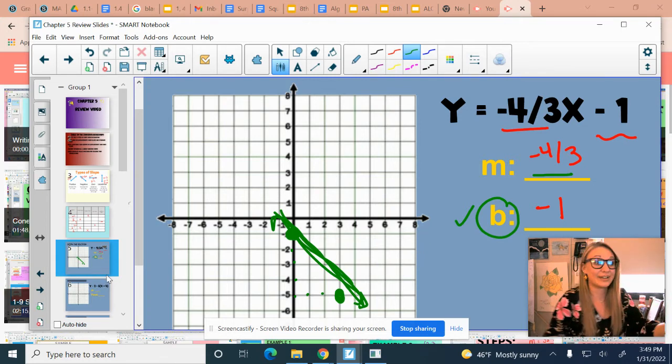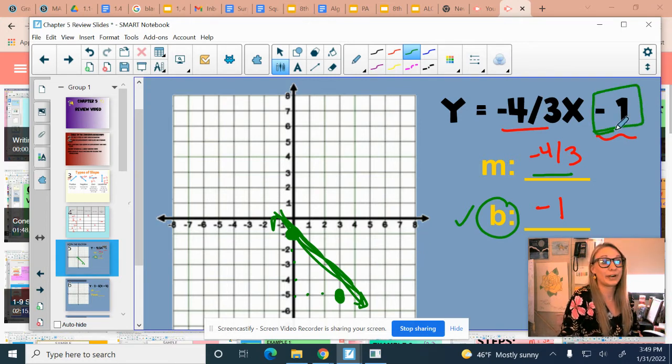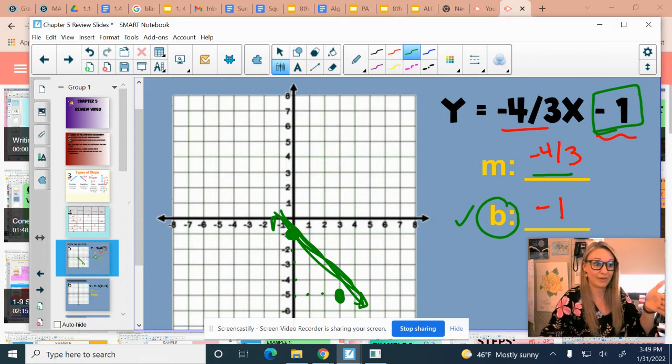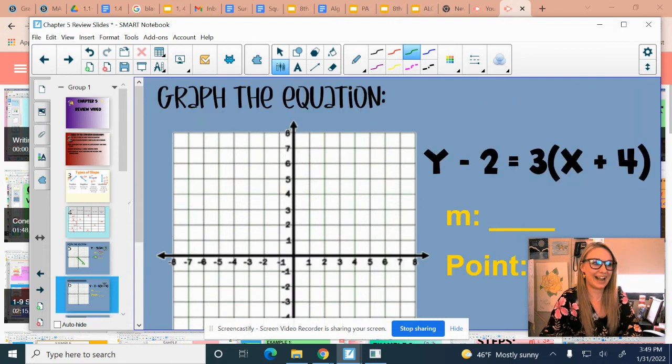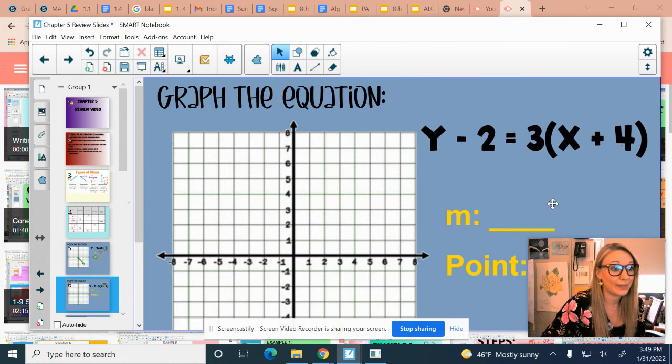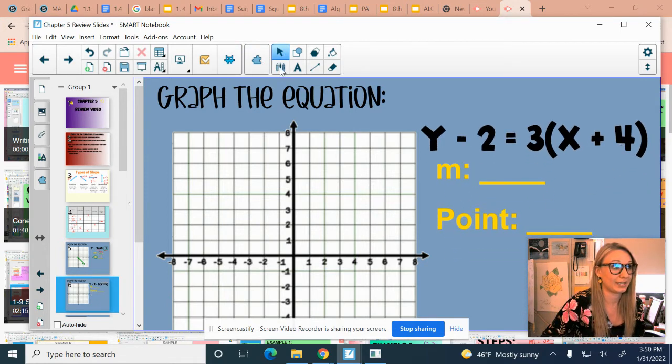All right, so that is slope-intercept. You always start by plotting your y-intercept first, and then you apply your slope. Moving on. Now with point-slope, it's not too bad. It just kind of looks like a hot mess when you're looking at it.